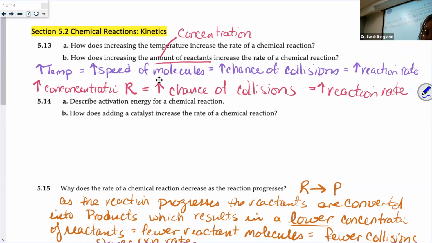Okay. So let's see, we did 5.13, 5.14. Describe the activation energy for a chemical reaction. I thought it said we had a chat. Am I far down? Oh yeah.